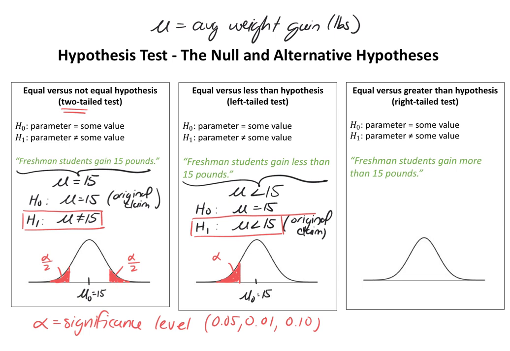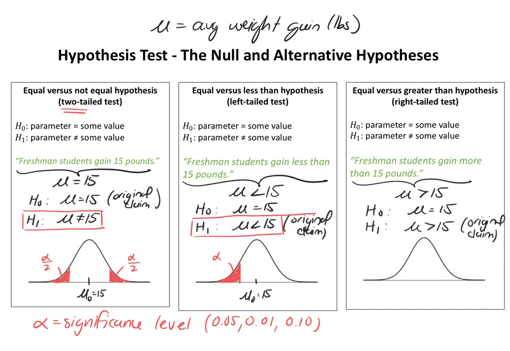Okay, let's change the claim and take a look at the last example. Let's suppose I want to test the claim that freshman students gain more than 15 pounds. In symbolic form, we would write this as mu greater than 15. Because this claim does not have the equal sign, this becomes the alternative hypothesis. So I would write it as mu greater than 15. This is the original claim, the alternative hypothesis. And the null hypothesis is always going to contain that equal sign.